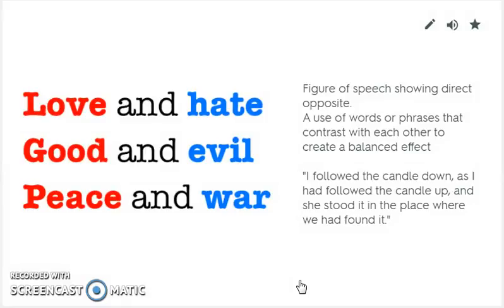The part of that which is antithesis is the opposite, such as love and hate, good and evil, peace and war. It is a figure of speech showing direct opposites, a use of words or phrases that contrast with each other to create a balanced effect. "I followed the candle down as I followed the candle up, and she stood in the place where we had found it." So when authors are deliberately juxtaposing ideas, putting opposite ideas or words or phrases in the same sentence, it is called antithesis.